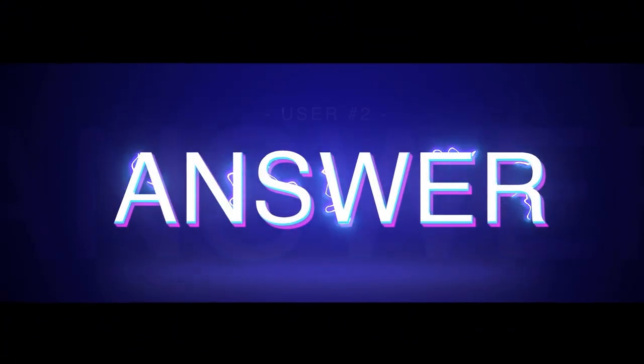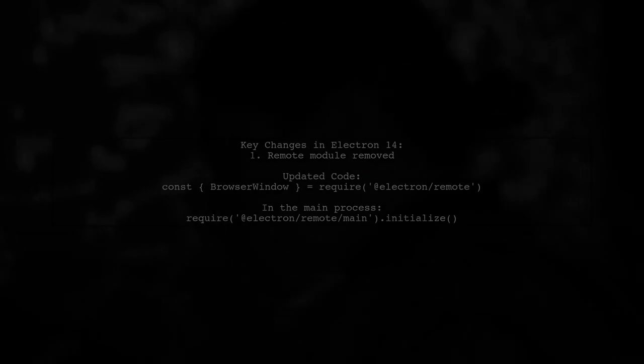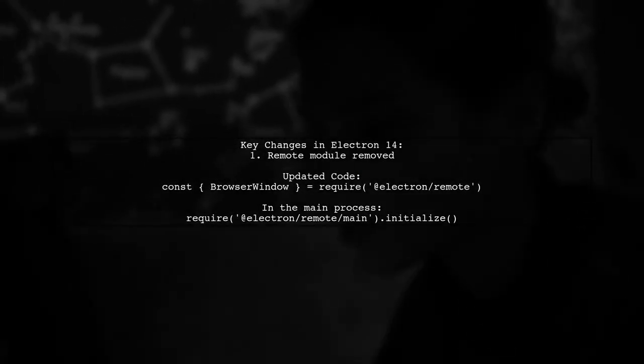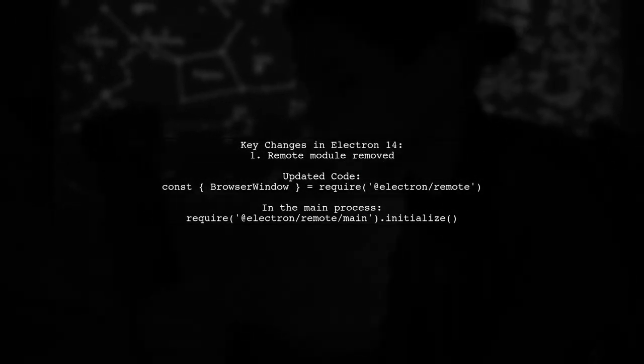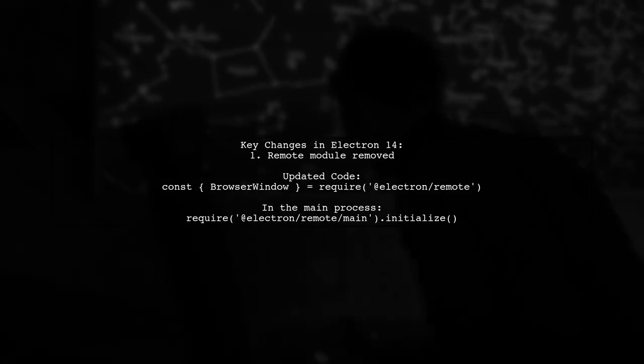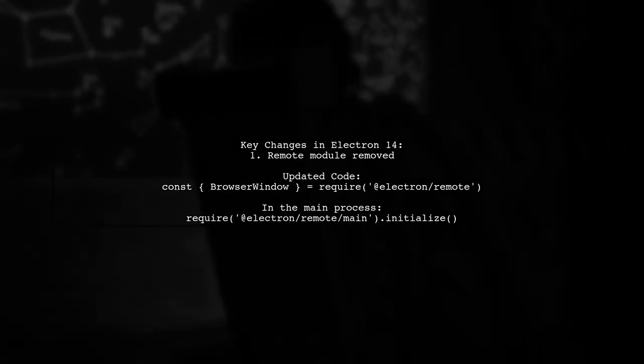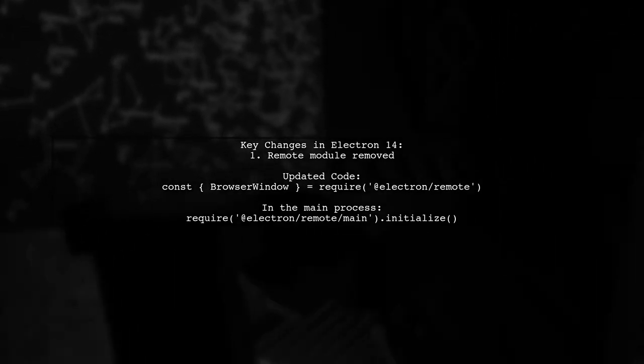Let's now look at another user-suggested answer. In Electron version 14, the remote module has been removed. To acquire the renderer process ID, you need to update your code. Instead of using the deprecated remote module, use the @electron/remote package.